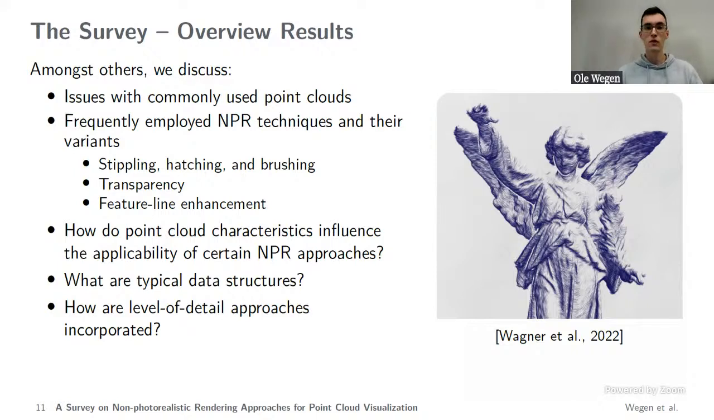We discuss frequently employed NPR techniques and their different variants, namely stippling, hatching, and brushing, as more of techniques that try to mimic specific artistic styles, transparency, and feature line enhancement. Then we speak about how certain point cloud characteristics, such as density, for example, influence the applicability of certain NPR approaches, what are typically used data structures, and how level of detail approaches for massive point clouds are incorporated.